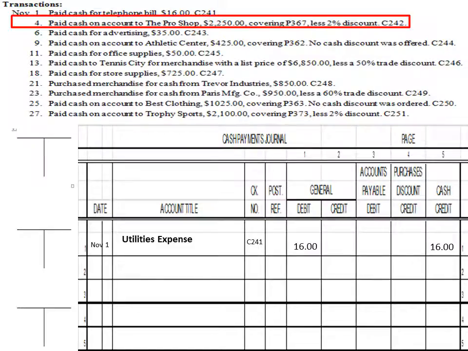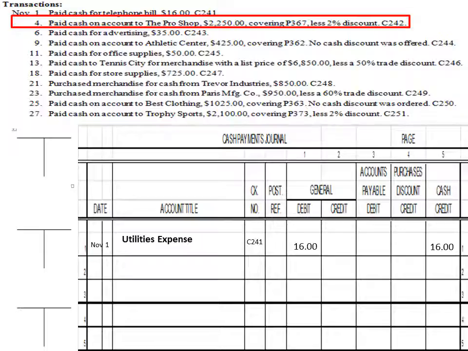Now let's take a look at a harder transaction. We paid cash on account to the Pro Shop, $22.50, covering purchase P367 less a 2% discount. What this transaction is saying is, earlier we bought merchandise on account from the Pro Shop, and so in our purchases journal right now you would see a transaction to the Pro Shop for $22.50.